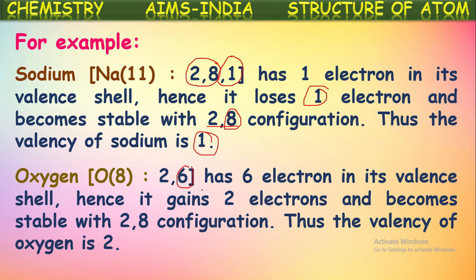So in this way valency can be defined as the number of electrons lost or gained by elements in attaining octet configuration. So that's why the valency of sodium is 1, the valency of oxygen is 2. Valency is just the number which indicates the number of electrons shared or gained or lost. So it is just a numerical number we represent. Okay, that's about valency.